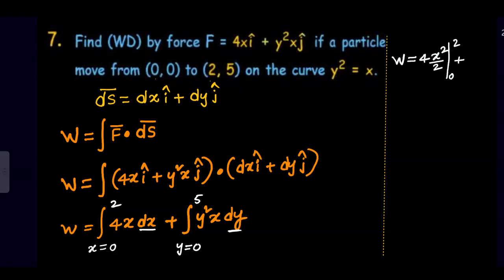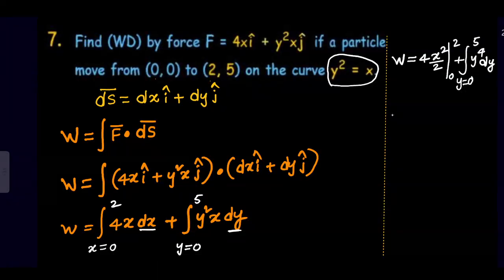here you see that the integration is with respect to y, so all the terms must be in y only. X is not allowed, so we have to replace x in terms of y. The relation given is y square equal to x, so in place of x we replace y square. This is the integral with y limits 0 to 5. Since x is equal to y square and y square is already there, it becomes y power 4 into dy.